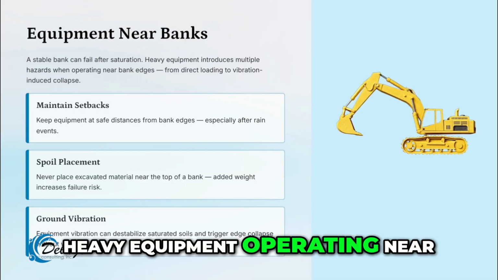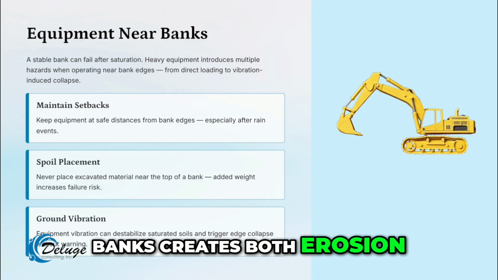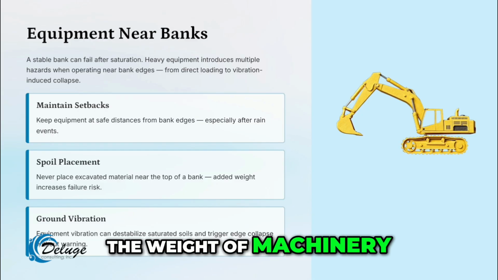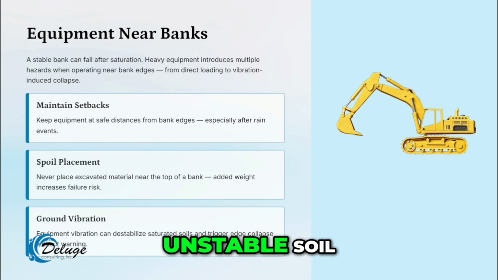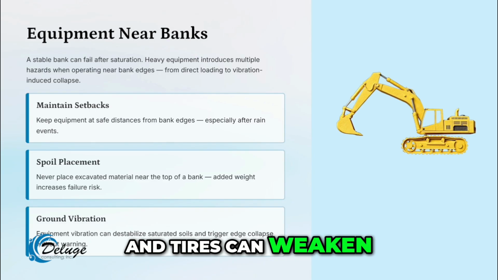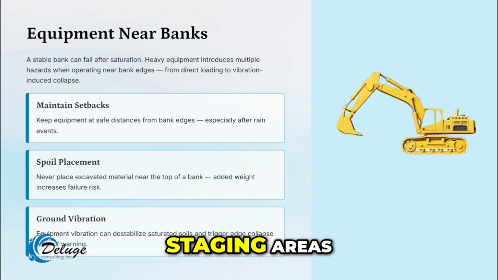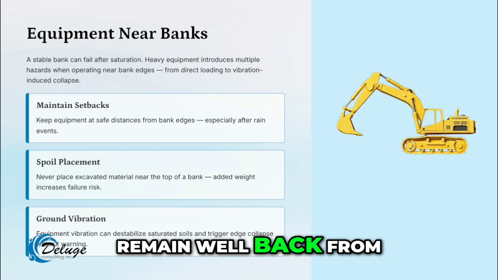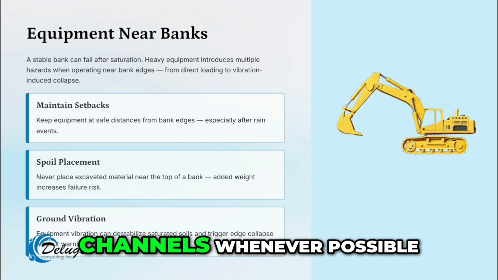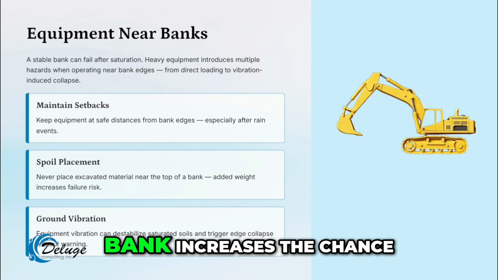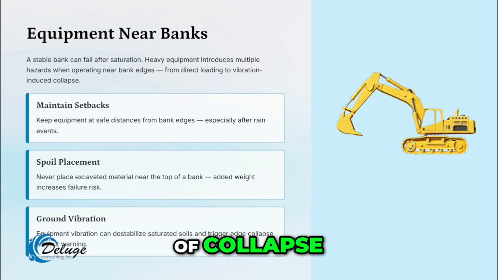Heavy equipment operating near banks creates both erosion risks and serious safety hazards. The weight of machinery adds pressure to already unstable soil, while vibration from tracks and tires can weaken bank edges over time. Staging areas, spoil piles, and parked equipment should remain well back from sensitive slopes and drainage channels whenever possible. Loading extra weight near the edge of a bank increases the chance of collapse, especially after rainfall or saturation.